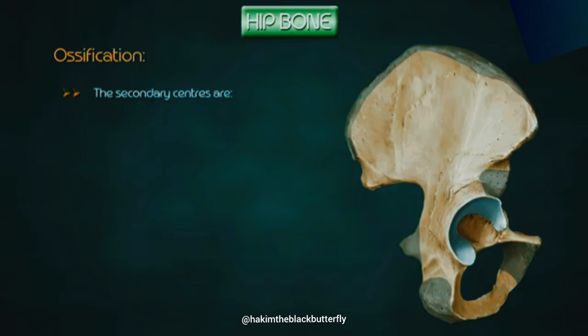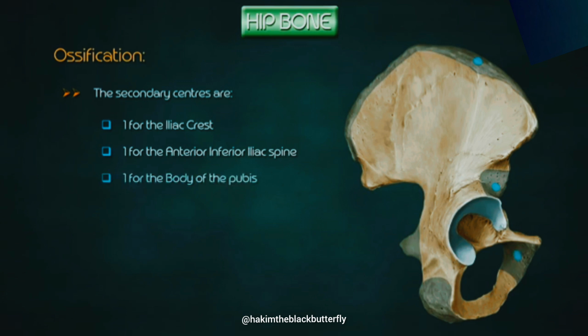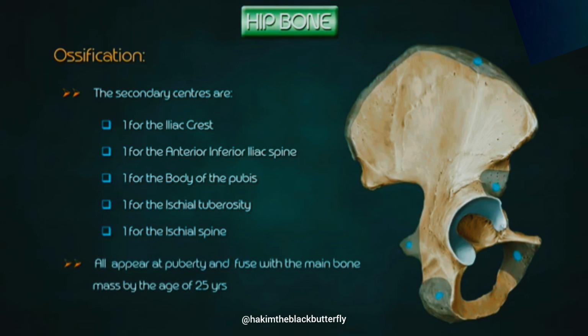The secondary centers are 1 for the iliac crest, 1 for anterior inferior iliac spine, 1 for the body of the pubis, 1 for the ischial tuberosity, and 1 for the ischial spine. All of them appear at puberty. They fuse with the main bone mass by the age of 25 years.